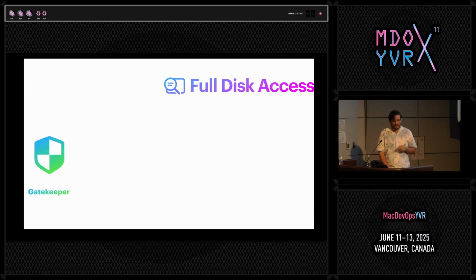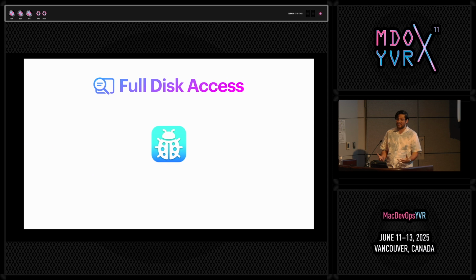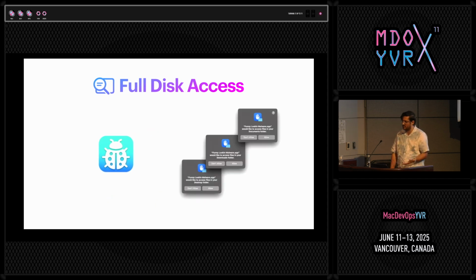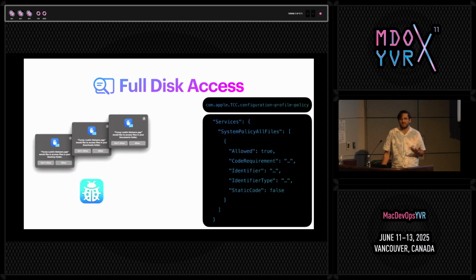So with full disk access, let's take this vendor application we have. This vendor application needs to be deployed to all our endpoints. However, this vendor application has an annoying prompt for the desktop, for the downloads, for documents, and so on and so forth. So what do? Well, you're going to push a full disk access profile. So the com.apple.TCC configuration profile policy with the system policy all files. And what this means is that the application will get access to all those folders and much more, and your users aren't going to be prompted.